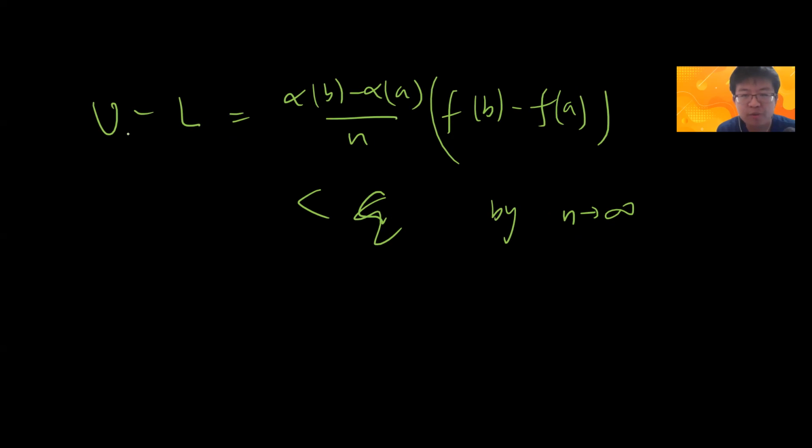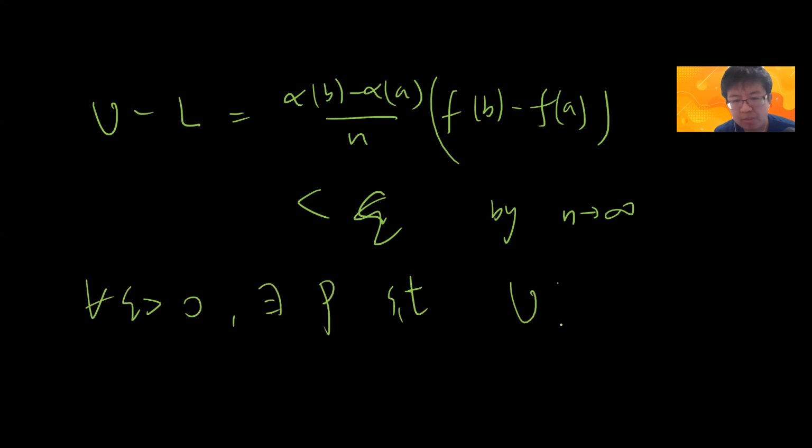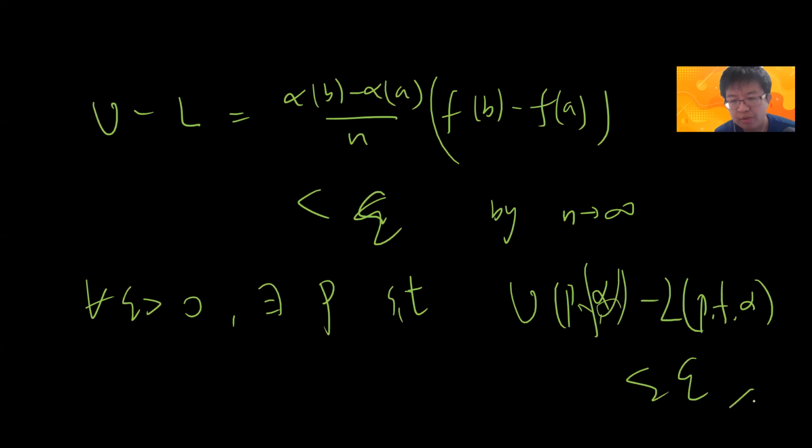So we prove that for epsilon greater than zero, there exists a partition such that the upper sum with respect to that partition minus the lower sum with respect to that partition is less than epsilon.